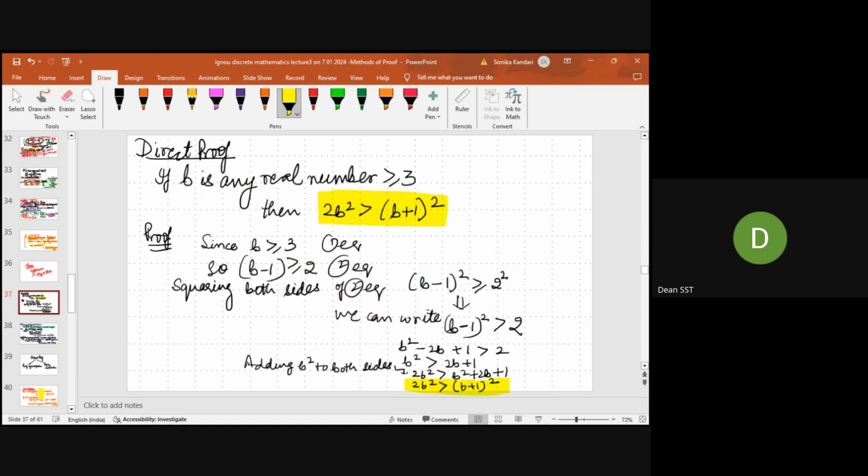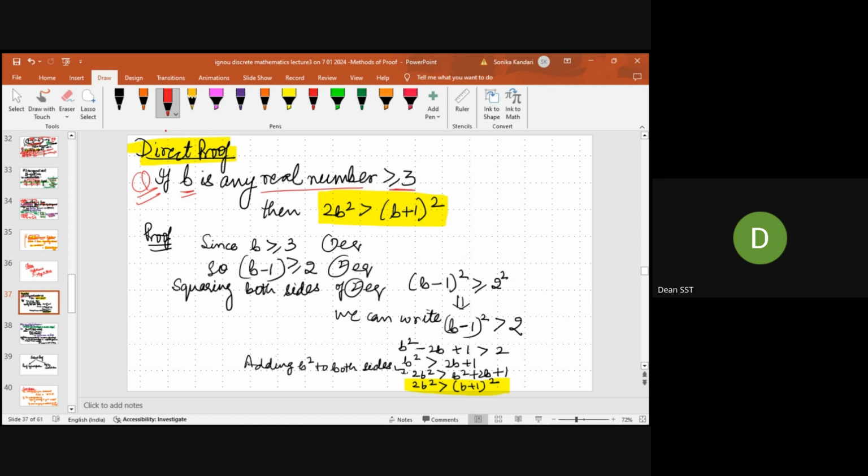See the cases. Now we will do direct proof. We are going to do an example of direct proof. Fine. What is our question? The question is, if B is any real number greater than 3.